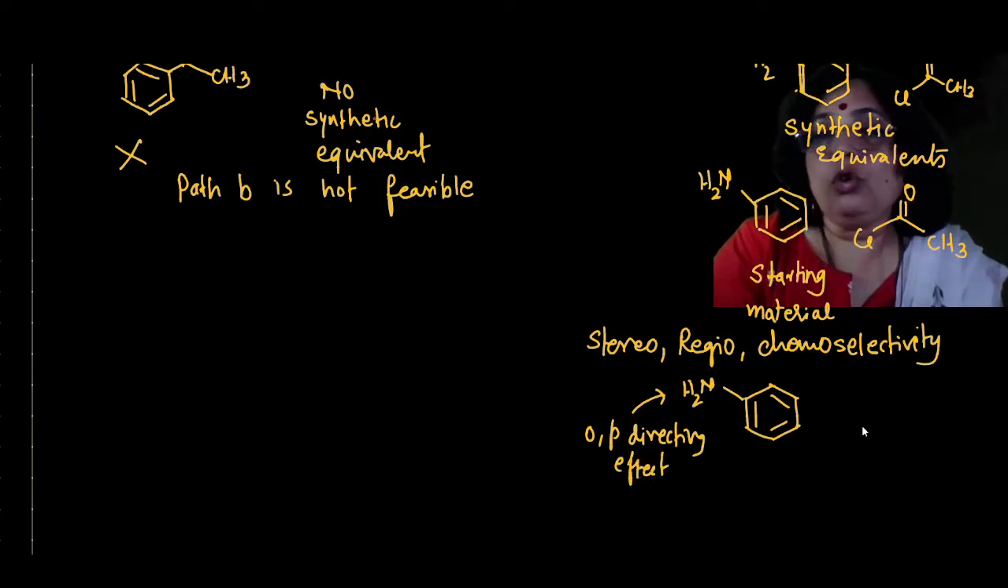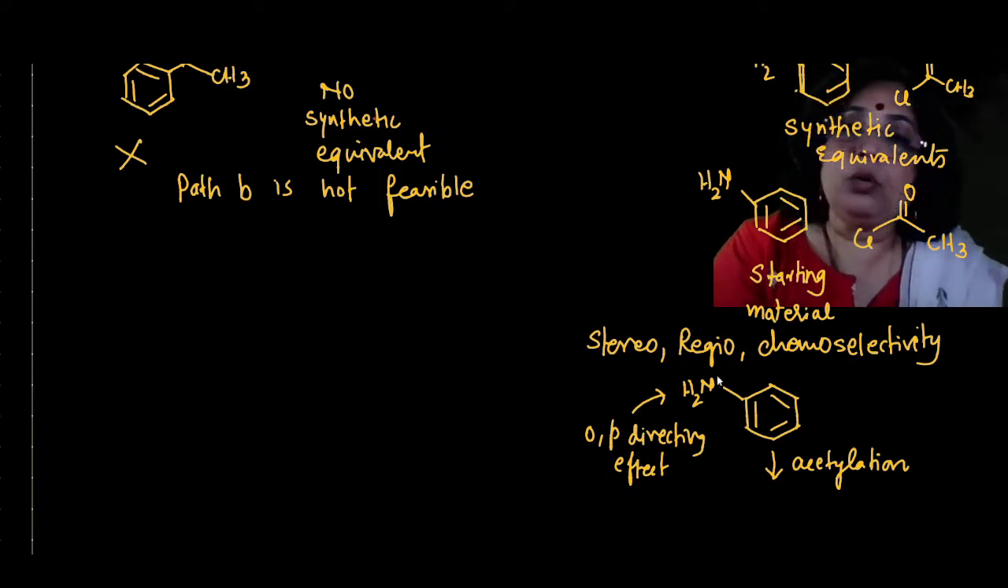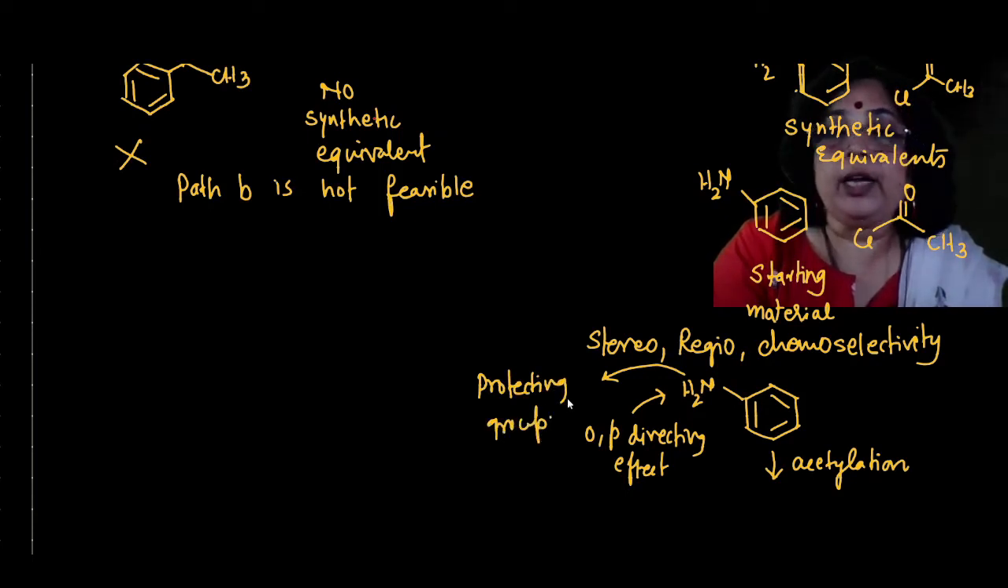Alright. So we proceed with the acetylation. What will happen? The first thing is this group will be acetylated, because the acetyl group will always act as a protecting group for the NH2. So the first thing will be the protecting group. It acts as a protecting group.